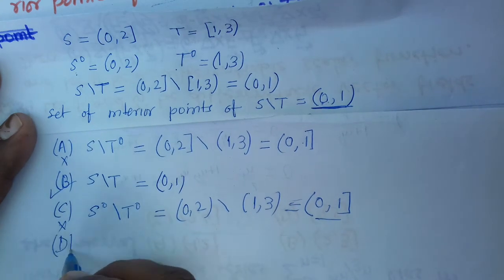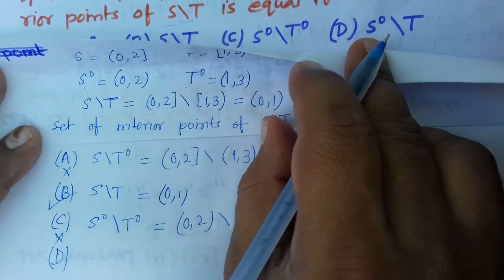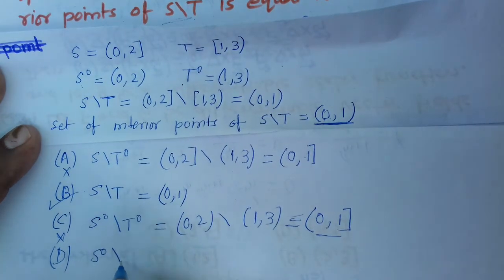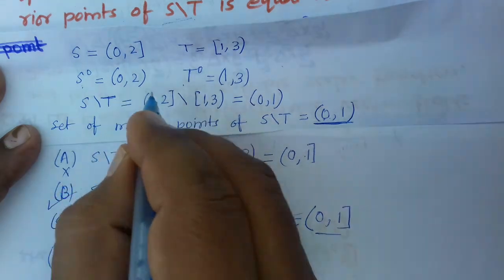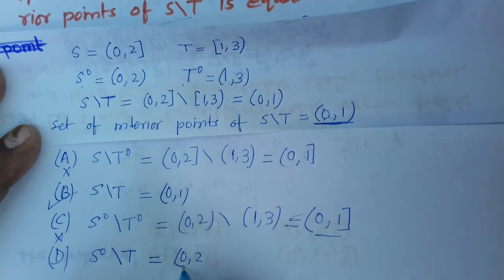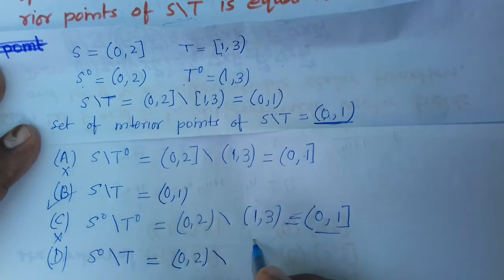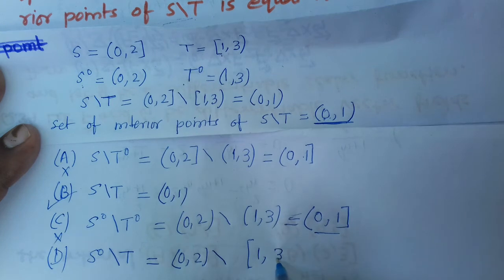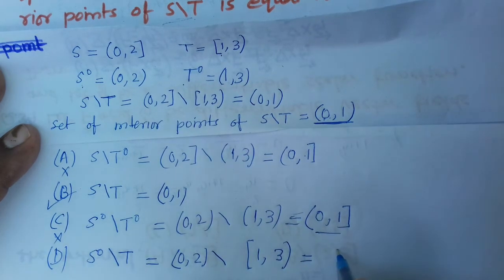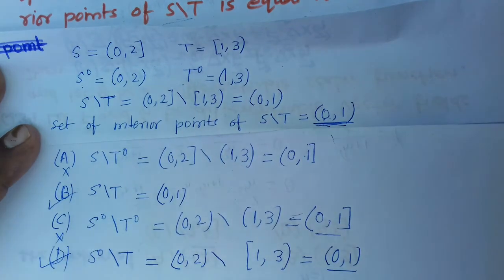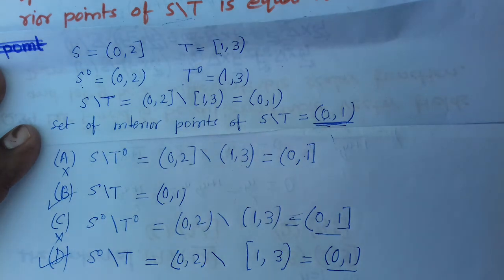Now D. In D you see S degree oblique T. S degree is 0 to 2, open at both sides, and T is closed at 1 and open at 3, and this will be 0 to 1. This set is again equal to this, so D is also correct. So we got our correct options. Correct options are B and D.